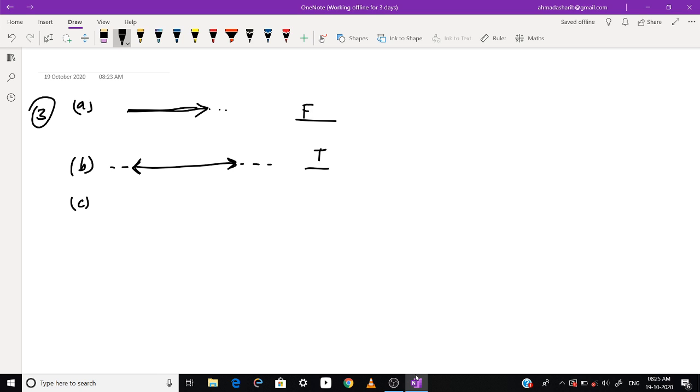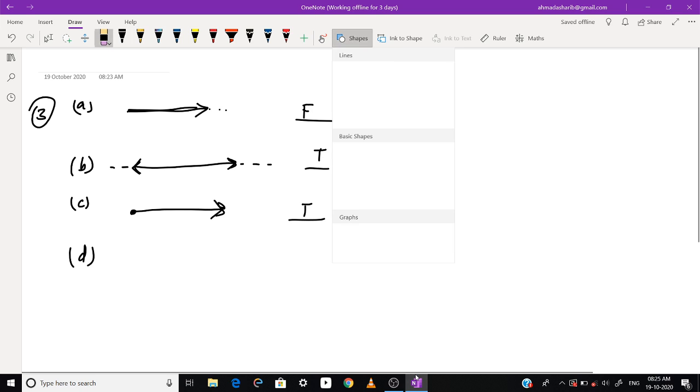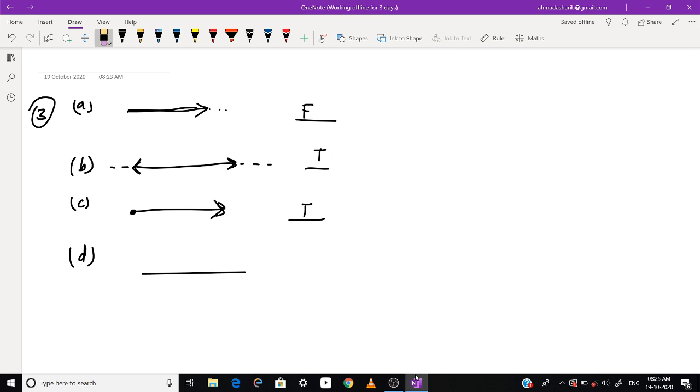C, a ray has one endpoint, so of course this is the endpoint of the ray. This is true. A ray has only one endpoint. Okay, and D, a line segment has no endpoint. So this is a line segment, and as you can see, it has two endpoints. It has how many? Two. Number one endpoint, number two endpoint. And the question is saying a line segment has no endpoint, so this is false.